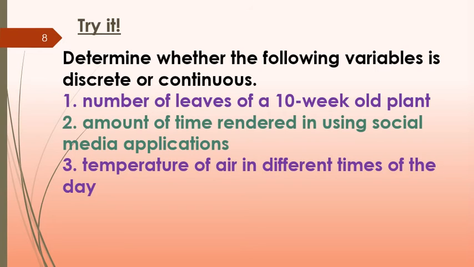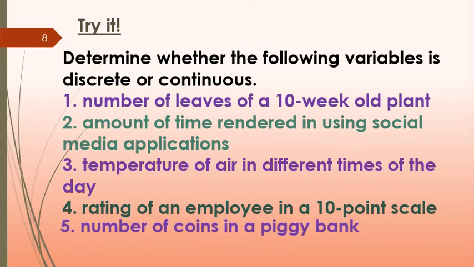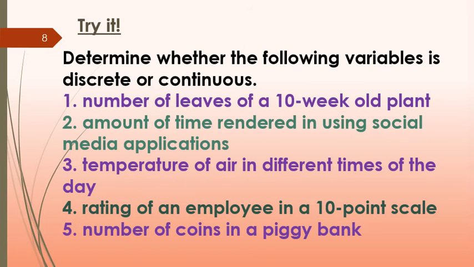Number three, temperature of air in different times of the day. How will you get the temperature? Let's say 7 o'clock in the morning, or 10 o'clock in the morning, or 1 o'clock in the afternoon, or 5 o'clock in the afternoon. Number four, rating of an employee in a 10-point scale. How will you rate an employee? And number five, number of coins in a piggy bank. So what will be our answer?